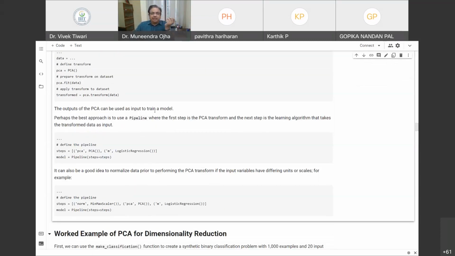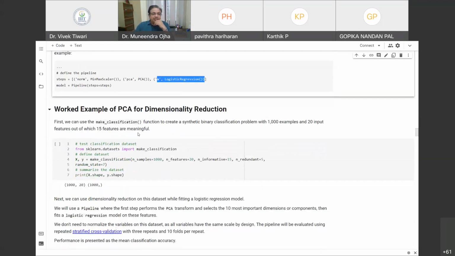The output of PCA can be used as input to train a model. Perhaps the best approach is to use a pipeline where the first step is the PCA transform and the next step is a learning algorithm that takes the transformed data. So what do we do? We perform this pipeline. First we perform PCA and then we perform logistic regression, where M is the output. It can also be a good idea to normalize data prior to performing PCA, and that can also be part of your pipeline. So if you are normalizing, first you perform the normalization, then you perform the PCA, and then with the output of that, you perform the logistic regression.